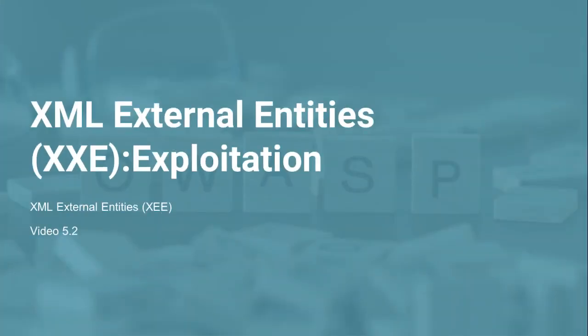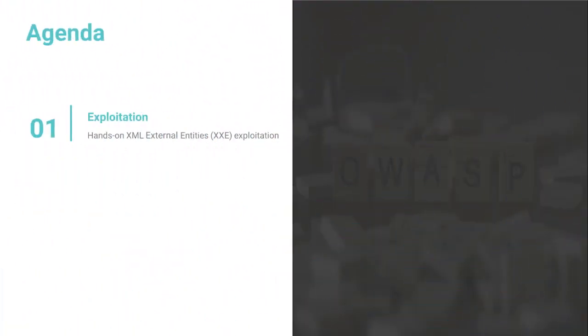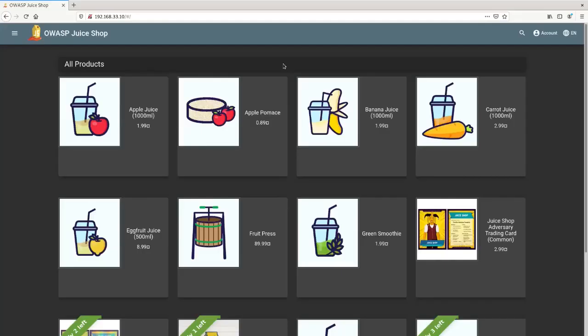Welcome back to the XML External Entities session. In this second part, we will exploit our intentionally vulnerable application to get access to some sensitive data. We will jump straight to the hands-on exploitation and then move on to the mitigation part. We should look for some upload features so that we can upload a malicious XML file. Let's see what features anonymous users have access to.